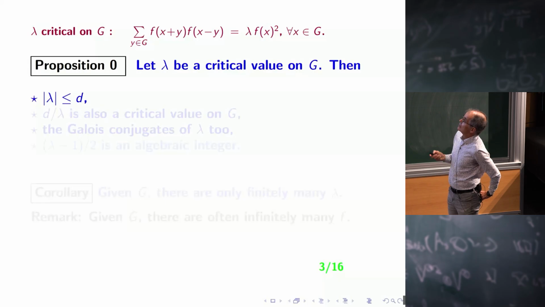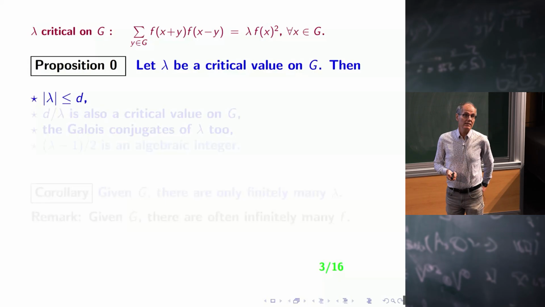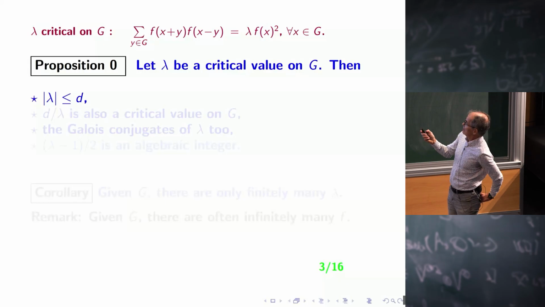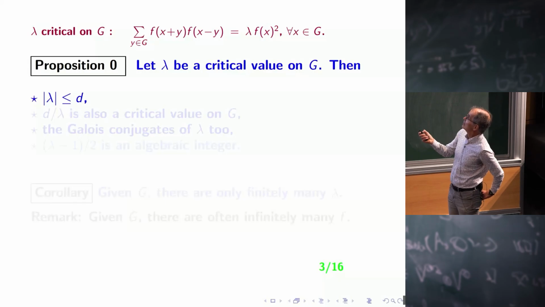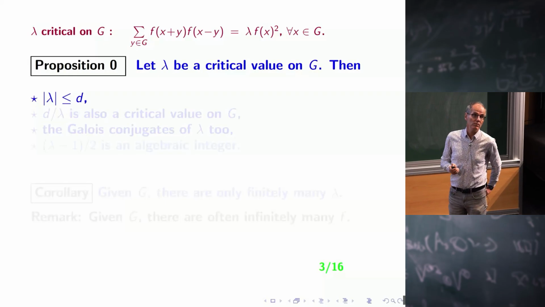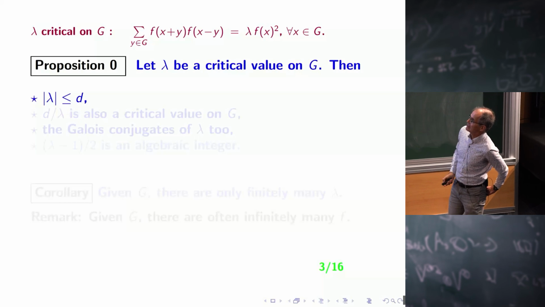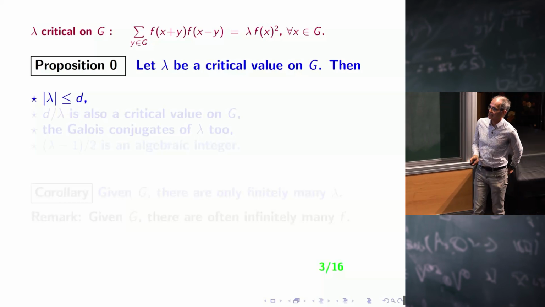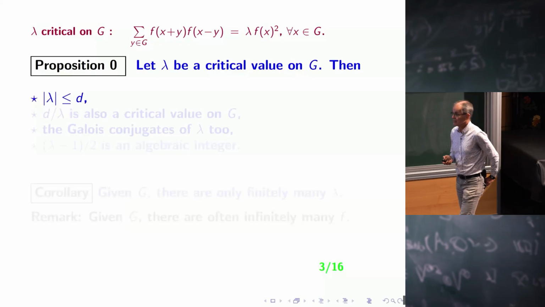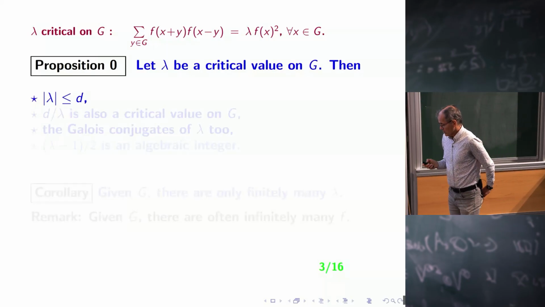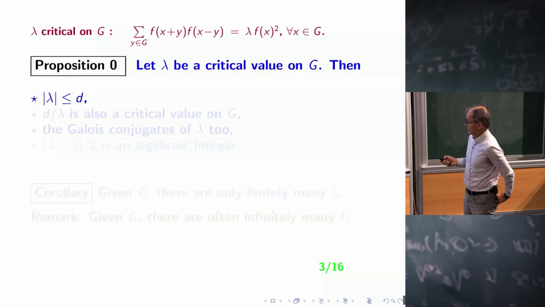If you have a critical value, you see its absolute value will be bounded by d. Because just check this equation here at the point x where f has maximum absolute value. So then you apply it and you get that lambda is bounded in absolute value by d. So this is easy.